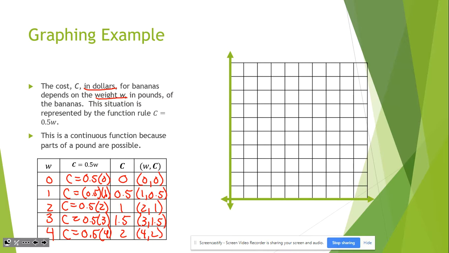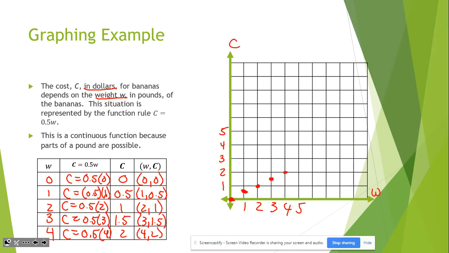Now I'll plot my points. And again, we have the W axis down here, the C axis up here. I'm going to again go up by ones. Start at (0, 0). Now, if you wanted to go up by halves, you could. I don't feel the need to do that. 0.5 is directly in the middle of 0 and 1, so I'm going to plot my point right here. Then I got (2, 1), (3, 1.5), and (4, 2).